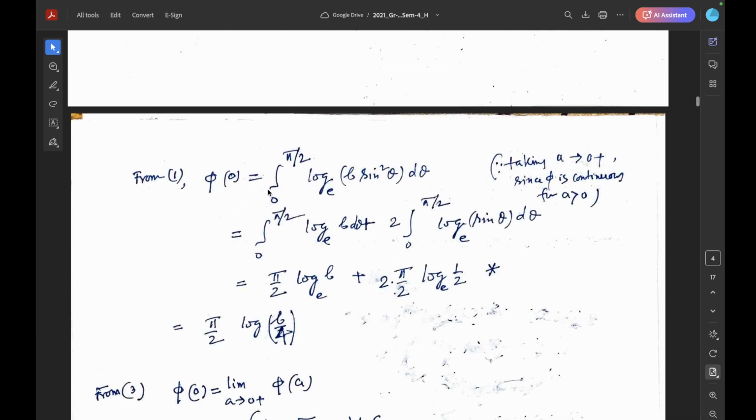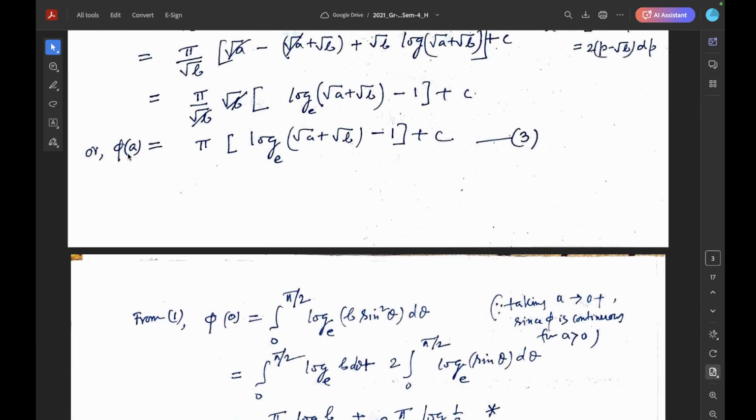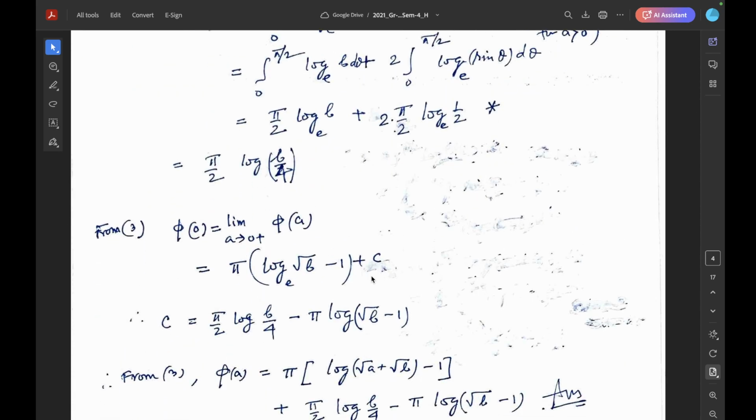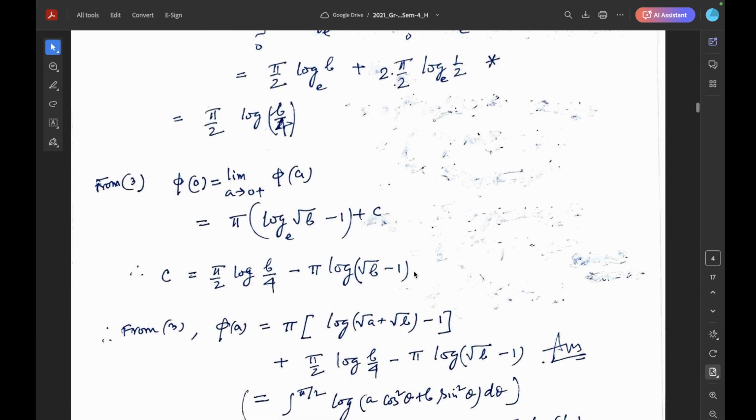So from 3, this phi 0 is equal to 0, pi log of square root of b minus 1 plus c. So this is phi 0 and this is also phi 0. Equating both, this c is equal to pi by 2 log of b by 4 minus pi log of the square root of b minus 1.